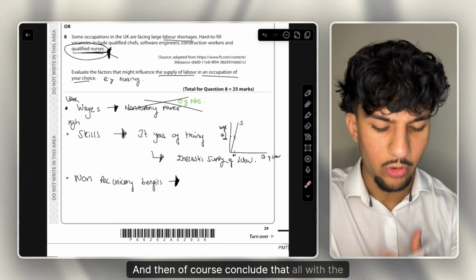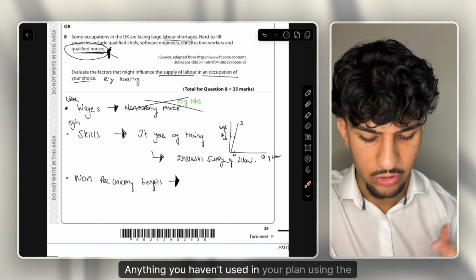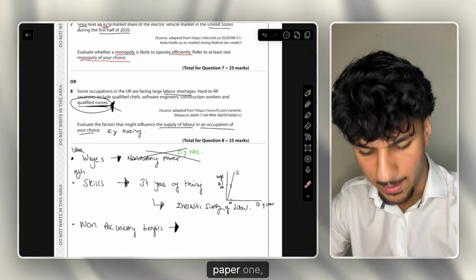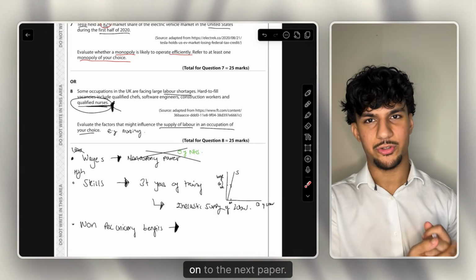And then of course conclude all of that with the final judgment. Anything you haven't used in your plan, use it in the final judgment. But yeah, that is a wrap on Edexcel Paper 1 2022. On to the next paper.